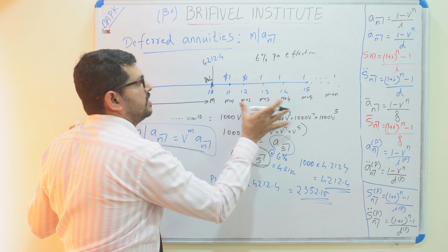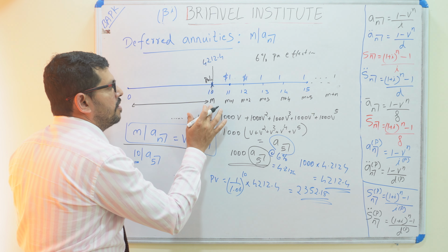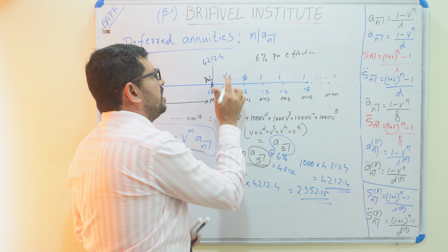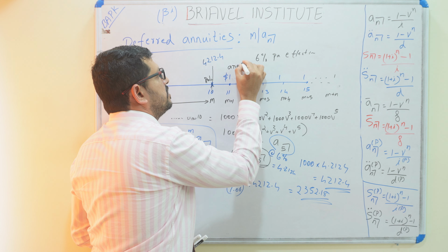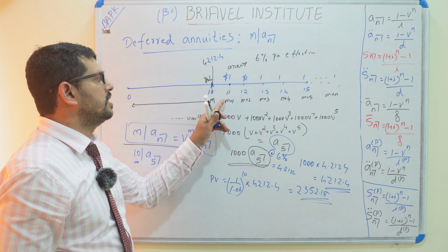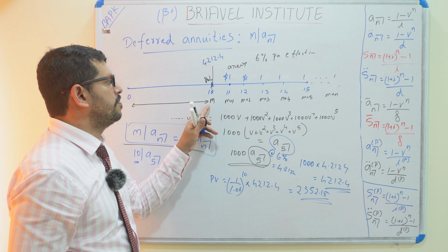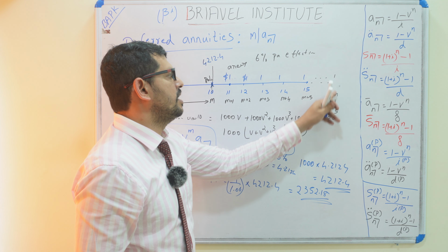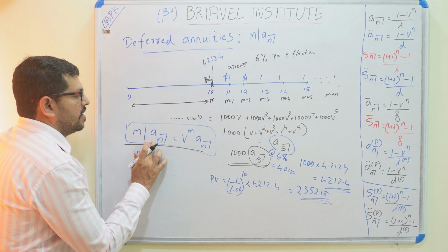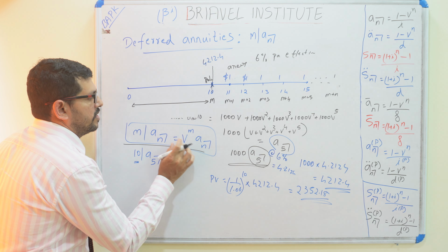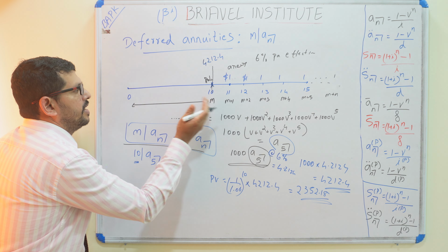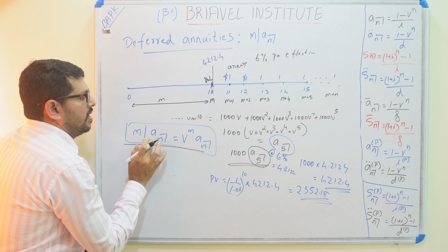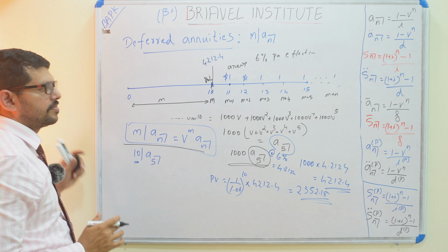So this is the formula. This formula is calculated from here. It is m years deferred, so payment is starting at arrears. Here you see payment is starting at arrears, $1 in the 11th year. We are considering the payment from here, starting in arrears up to n years, so we write a n years. So m is the deferred period. So m bar a n is equal to v raised to m times a n.